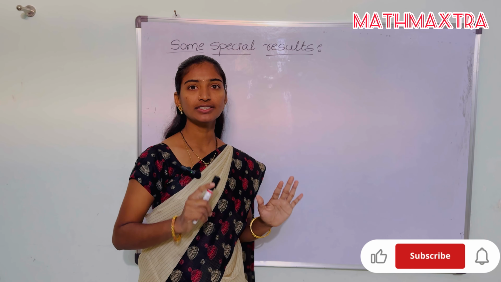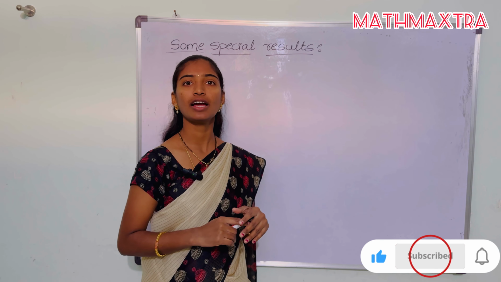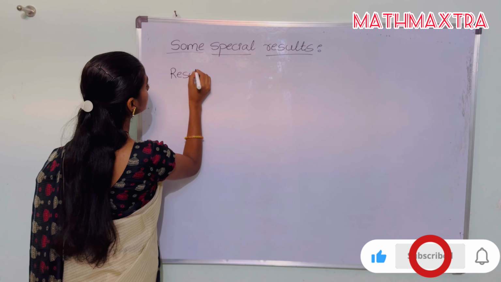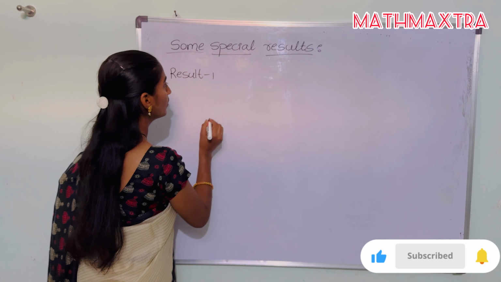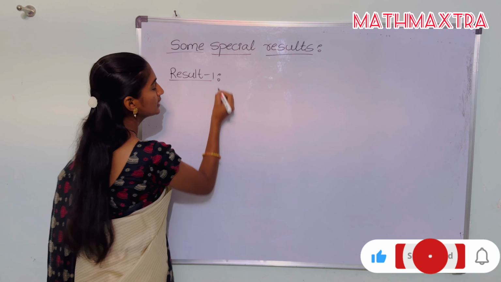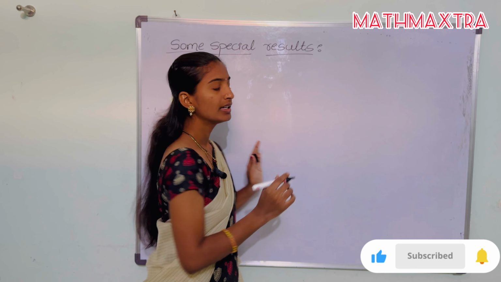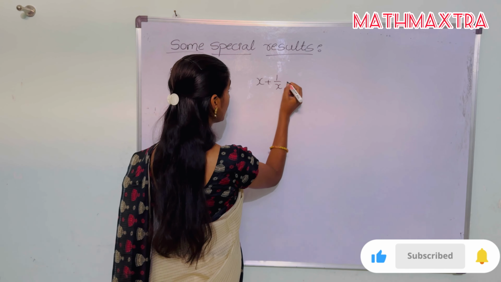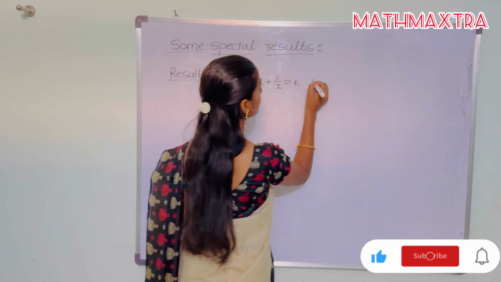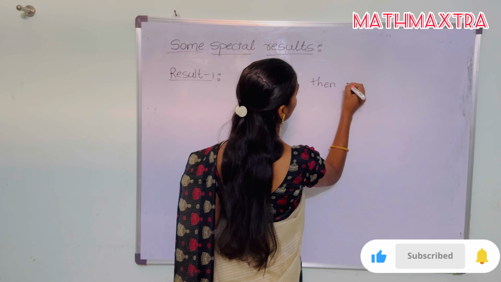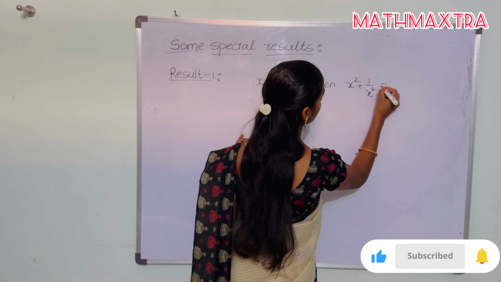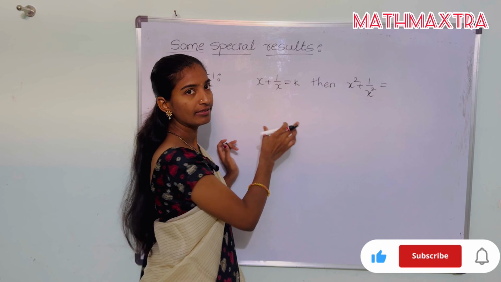Today we will discuss some special results in algebra. The result 1. Sometimes we will get in the question that x plus 1 by x is equal to k. Then how to calculate x square plus 1 by x square? See what we have to do.